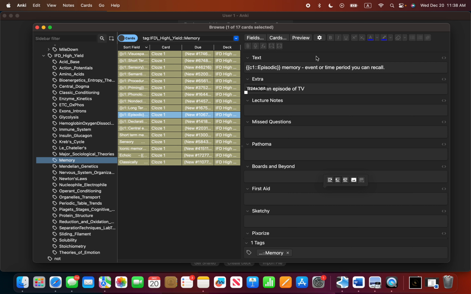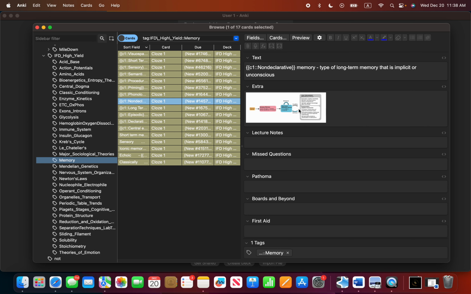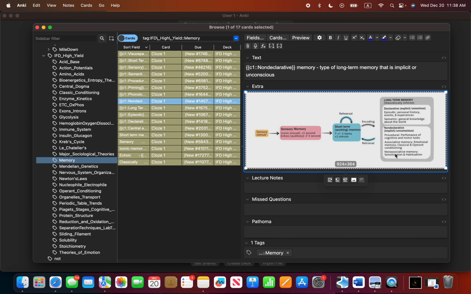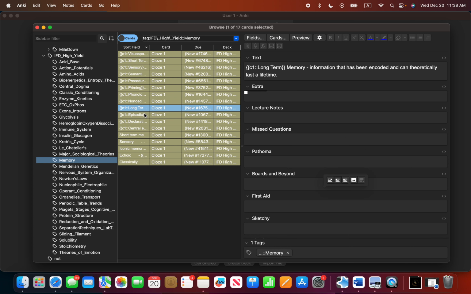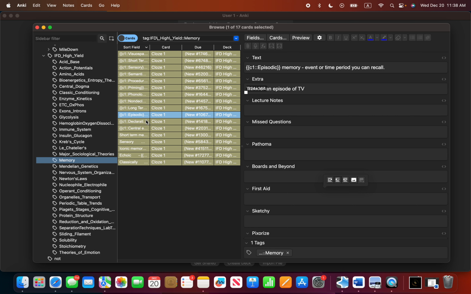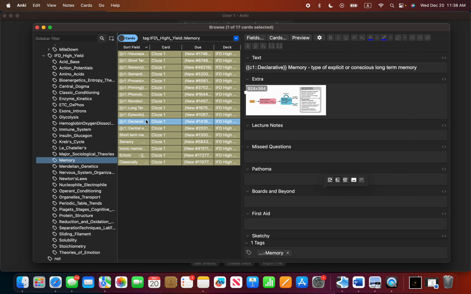You have episodic memory, an event or time period you can recall. So, like an episode of TV, you can recall that episode. It's based on your experiences. And this episodic memory is conscious, right? It should be conscious because you are remembering it. Episodic, yes, it's declarative. Declarative memory, type of explicit or conscious long-term memory.